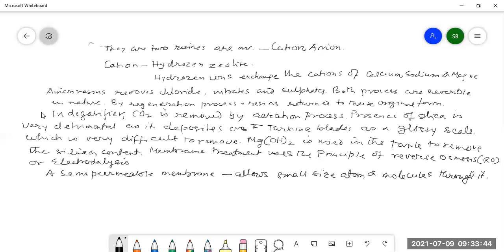The pure water after filtration is called permeate, and the rejected water is called concentrate.